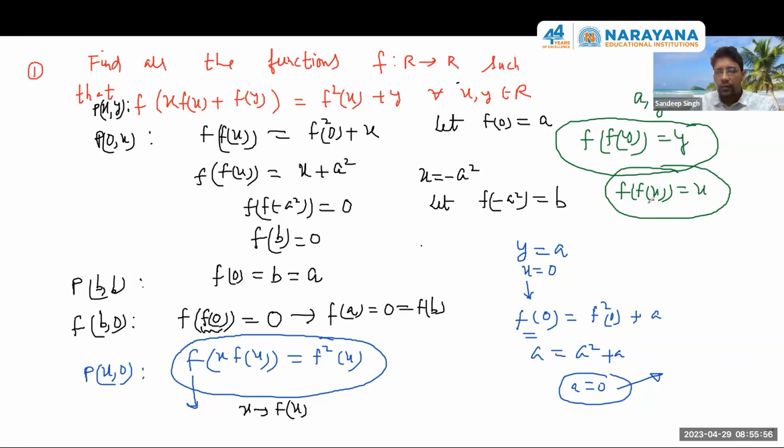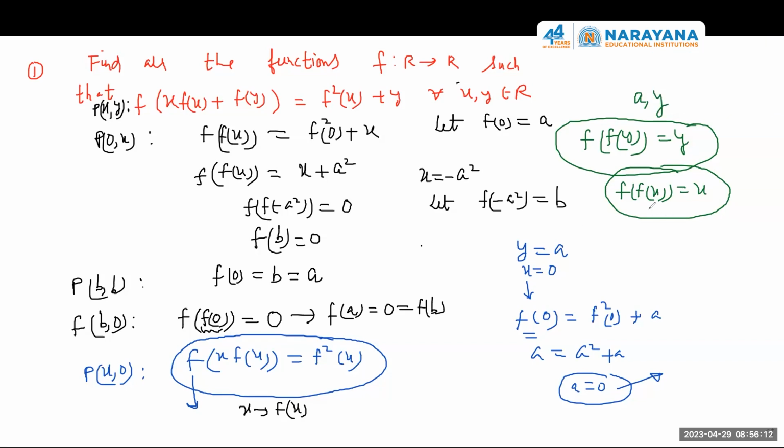No. It is not always the case. The converse is true, but this need not be true always. If f of x equals f inverse, then f of f of x is x. But if f of f of x is x, it is not necessary that it is the inverse.